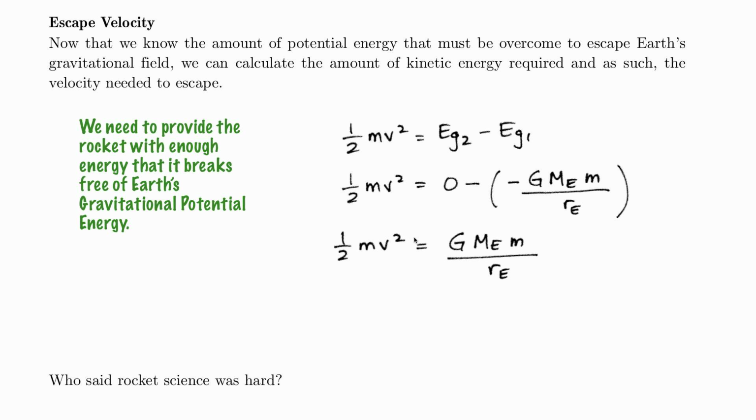If I continue to do this little derivation, you'll notice that really the mass of the satellite doesn't matter at all. And I can rearrange, and my escape velocity is the square root of 2G times the mass of the Earth, all divided by the radius of the Earth. And that's rocket science, ladies and gentlemen.